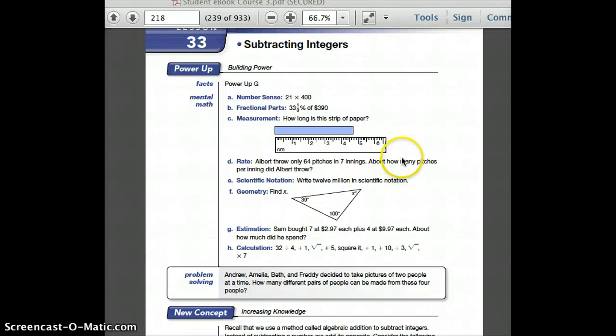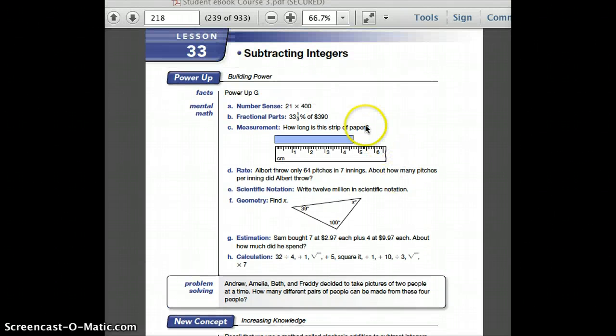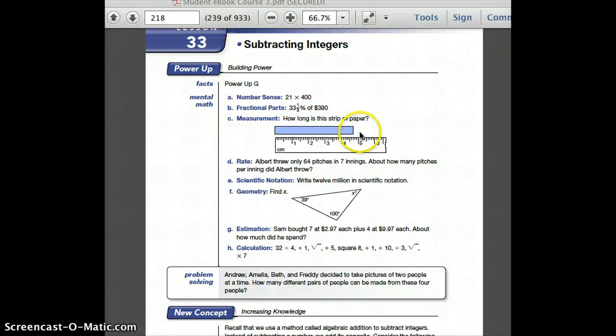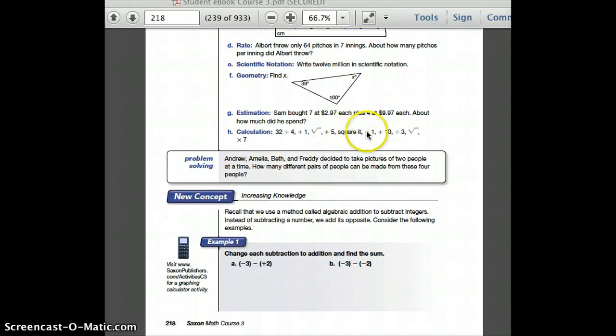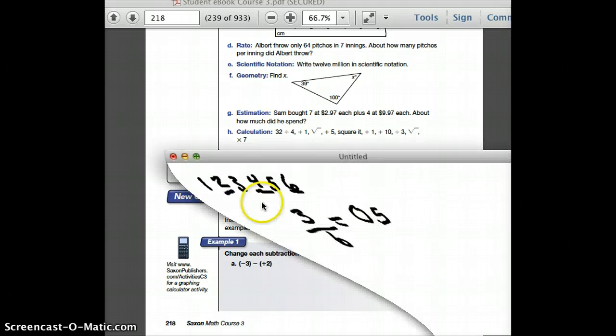Okay, pre-algebra class, this is lesson 33, subtracting integers. Let's go to the new concept. Recall that we use a method called algebraic addition to subtract integers. And so subtracting a number, we add its opposite. Consider the following examples.